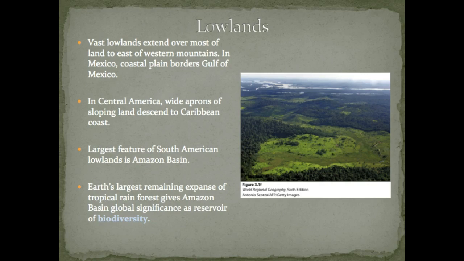Vast lowlands extend over much of the land of this region, east and west of the mountains. In Mexico, this is the coastal plain on the borders of the Gulf of Mexico. We have Central America, wide aprons of sloping land descending to the Caribbean coast. The largest feature of South American lowlands is the Amazon basin, which we see here in the photo. And also, it's important to keep in mind that the Earth's largest remaining expanse of tropical rainforest gives the Amazon basin a very strong global significance, as it's an immense reservoir or zone of biodiversity.